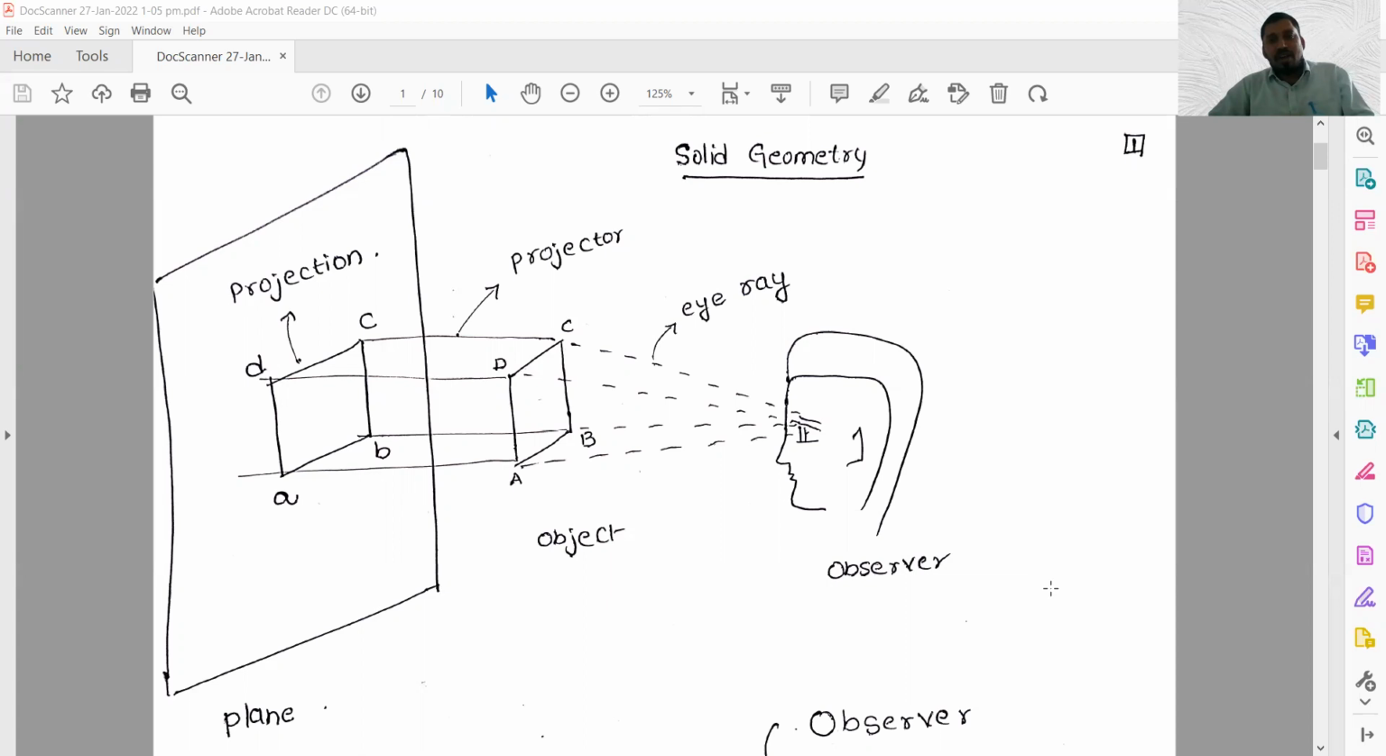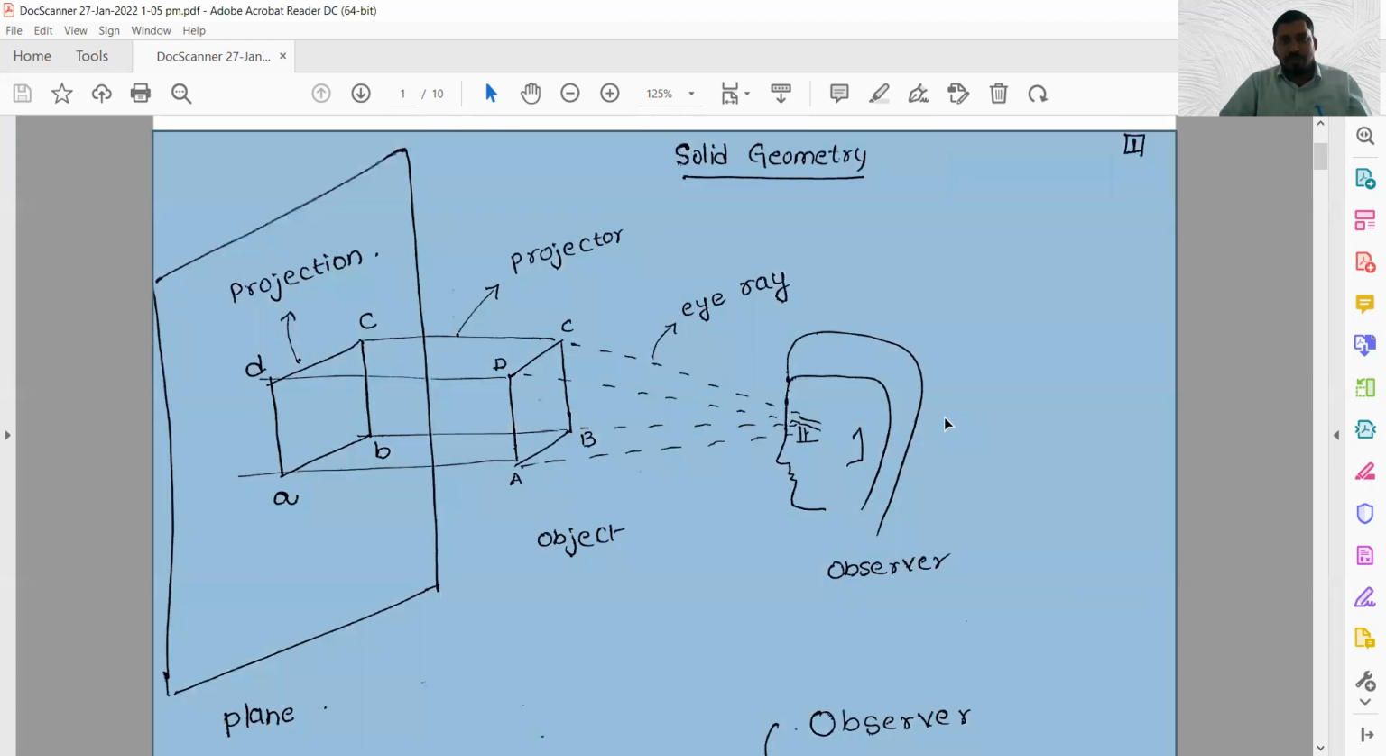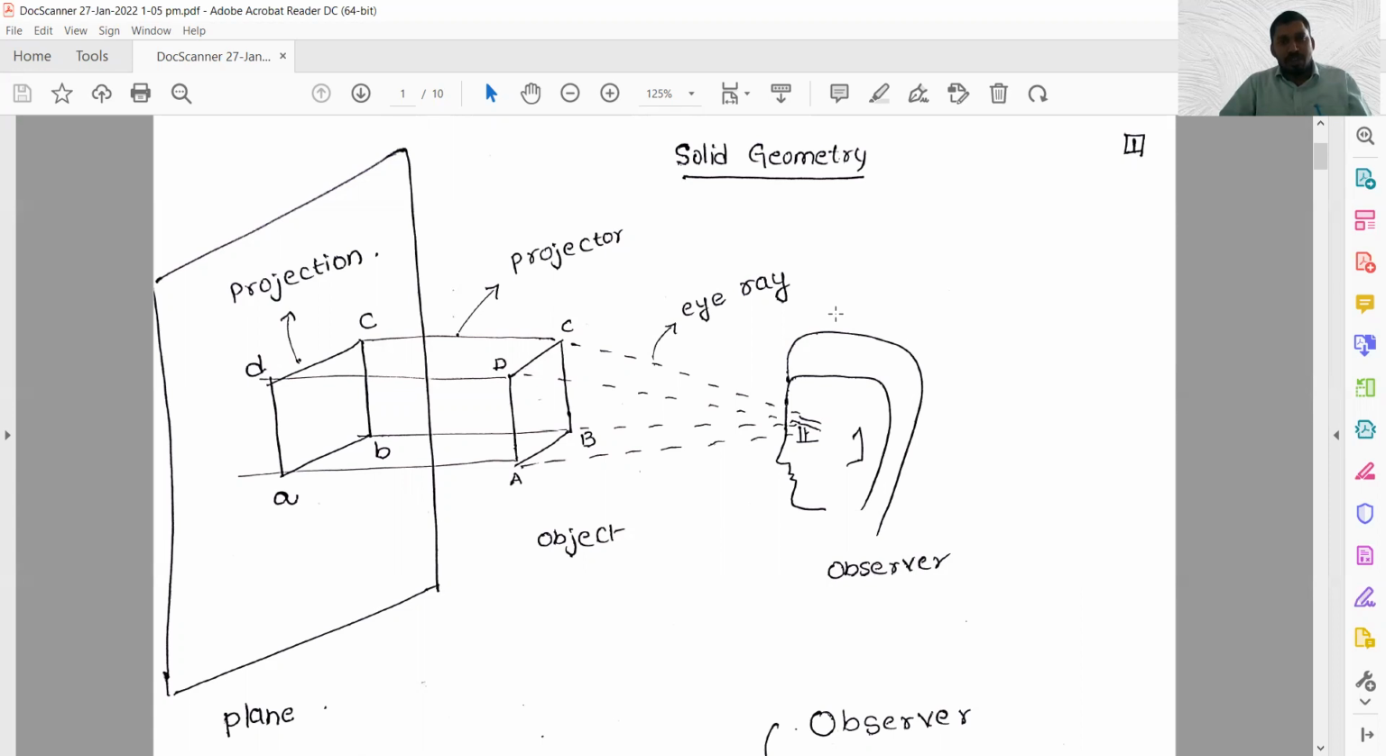So I have drawn an optics diagram here. Three main things are to be observed. One is the observer, the second is the plane of projection, and the third is the object. So I have shown three things here. This is the observer, this is the plane of projection, and I have shown the object ABCD. In between the plane of projection and the observer, I have placed the object ABCD. Here the observer is going to see the object through eye rays.